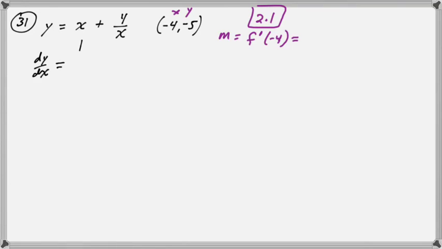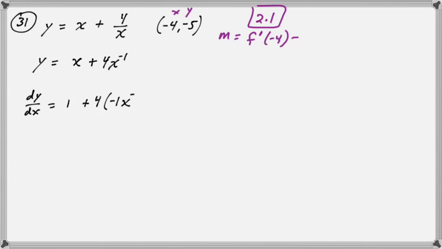The derivative of y equals x is 1. Well, before I even do that, let's rewrite this thing. I'm going to call it y equals x plus 4x to the negative 1. Then I'll take its derivative. The derivative of x is 1. Keep the 4 out front. Power base, 1 less power. So I end up with this for my derivative.